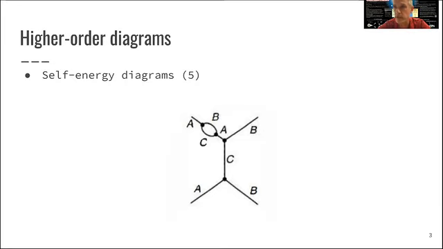And if you do the counting correctly, you find that there's 5 of those diagrams. Here shown where we have a correction of particle A, but you could also have a correction of particle C or B in the outgoing legs, and obviously also in this particle here.